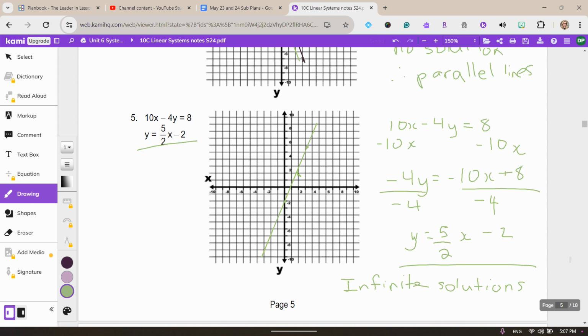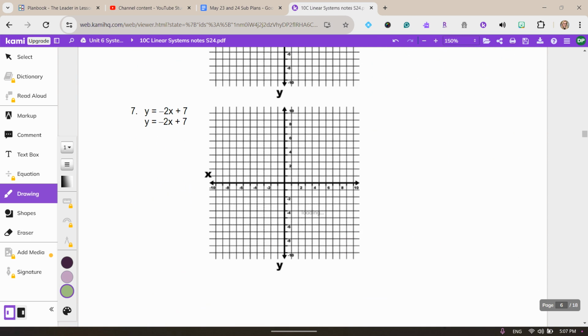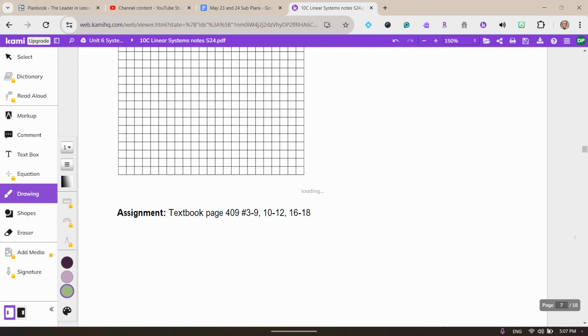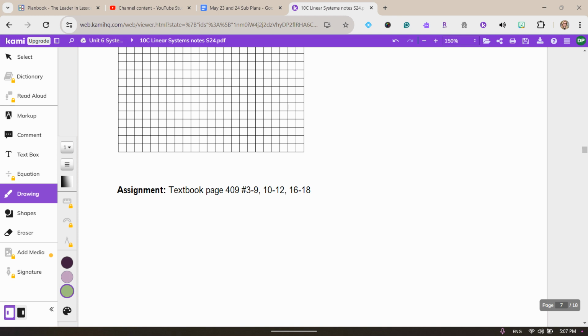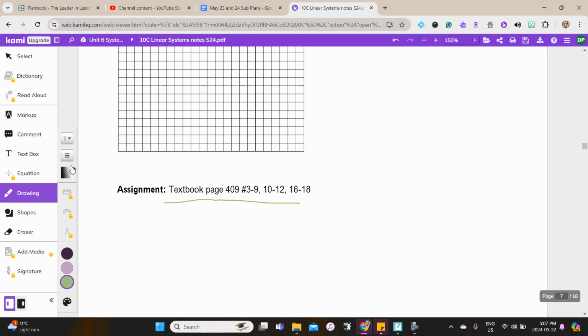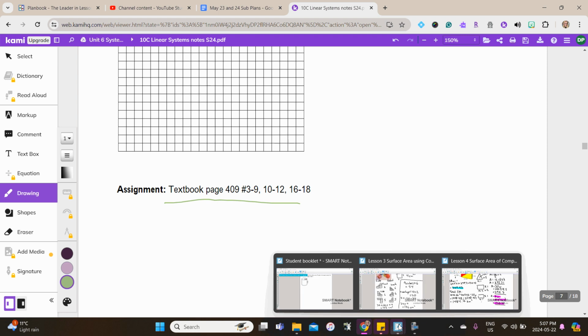All right, so that's going to be it for the rest of this lesson. We'll finish it when I come back. We are now going to go to our textbooks and do page 409, numbers 3 to 9, 10 to 12, and 16 to 18. You can leave the 10 to 12 and 16 to 18 until Monday.